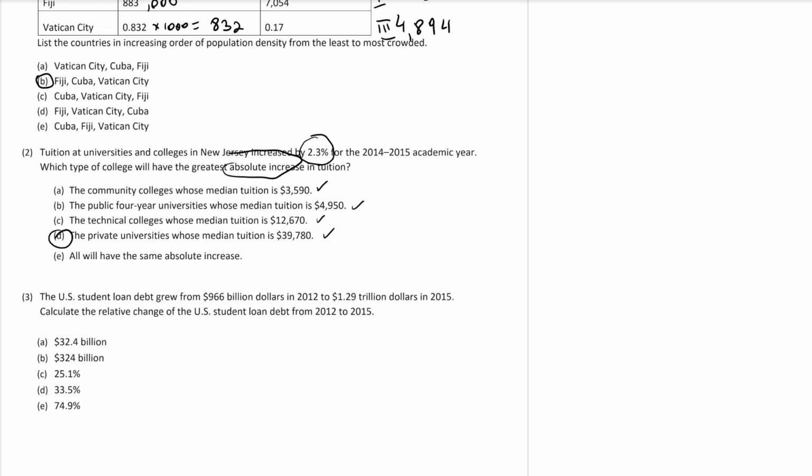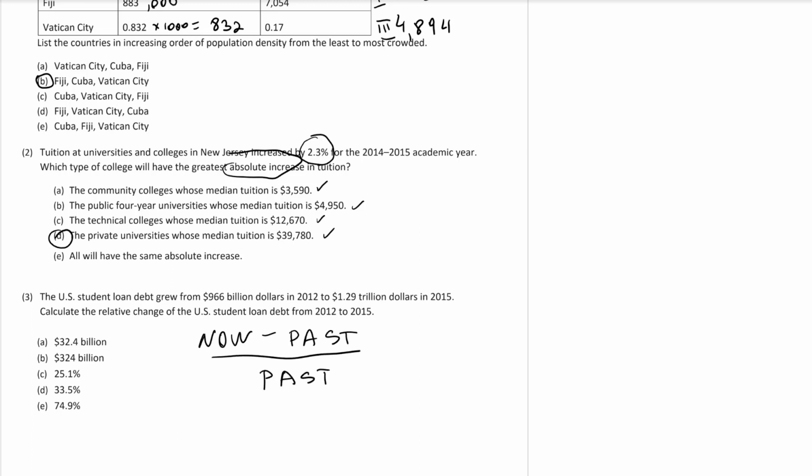Question number 3. The U.S. student loan debt grew from $966 billion to $1.29 trillion. Calculate the relative change. So this is just a review of how you calculate the relative change. One way to do it is to find the difference. I like to do it this way: now minus the past, divided by the past amount, where it is relative.